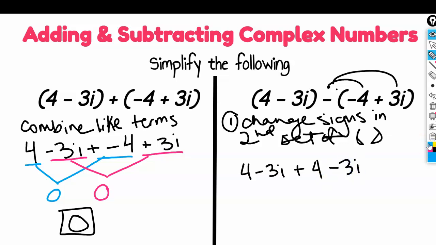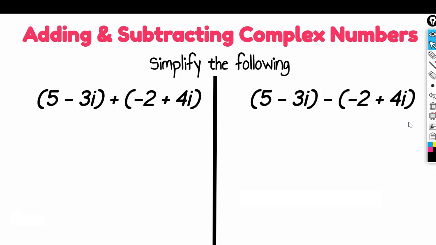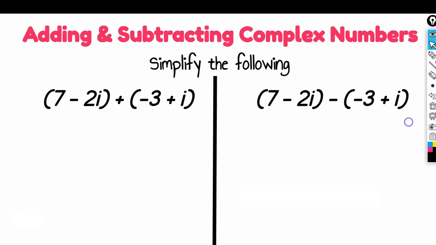So now I can combine like terms. 4 plus 4 gives me 8. And then negative 3i minus 3i gives me negative 6i. And that's my answer. I have nothing else to simplify. That's my answer. So these you are going to do on your own and show me.